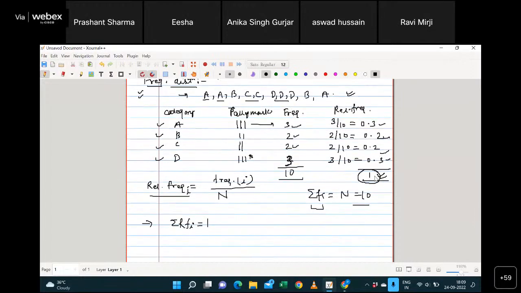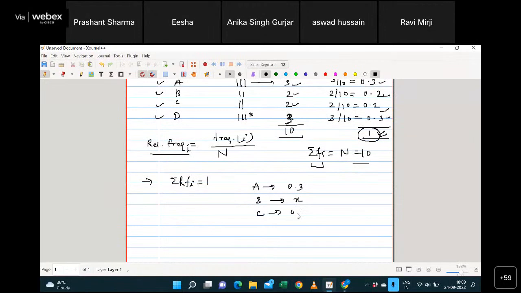Yeah, you are right. See, suppose for A it is given a relative frequency of 0.3. For B, suppose it's missing, as X. For C, it is 0.2, and for D, it's 0.3. So, suppose I'm asking, tell me the relative frequency of category B, or tell me the value of X.